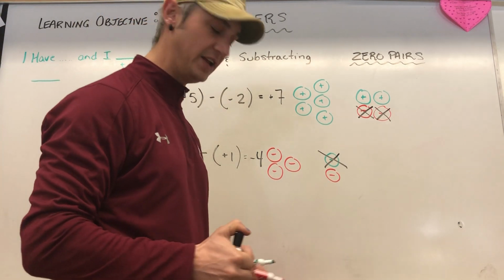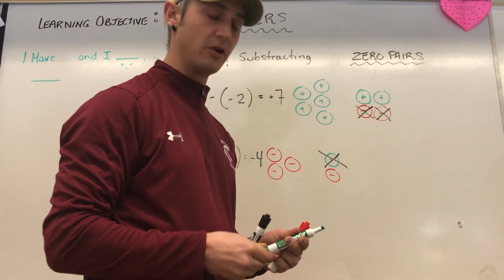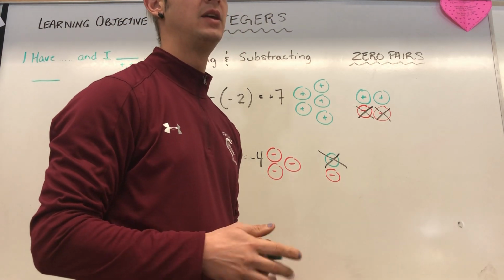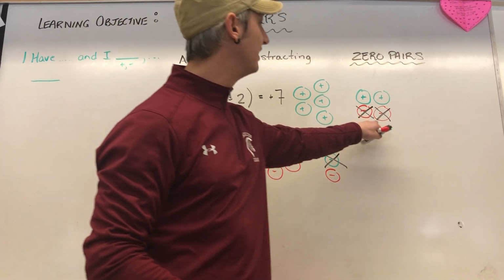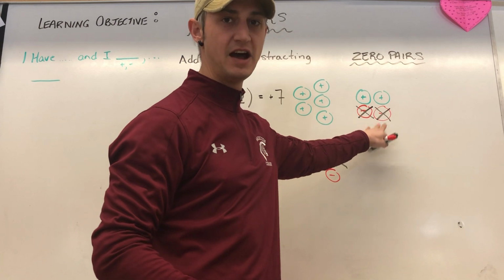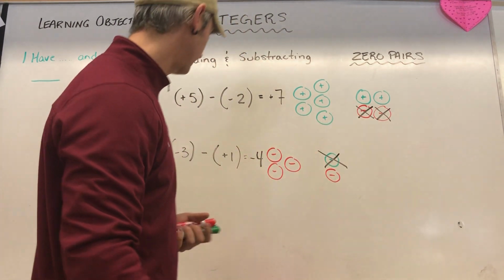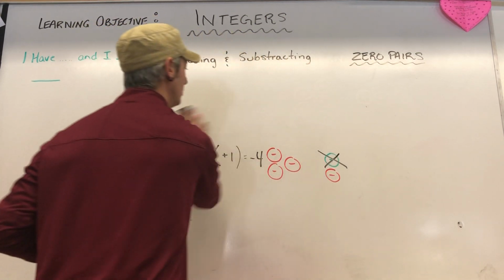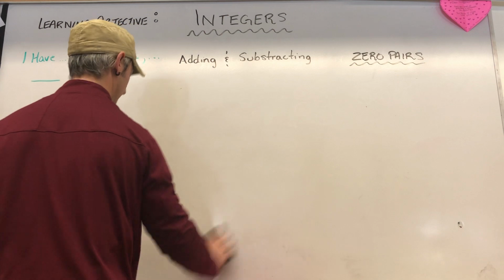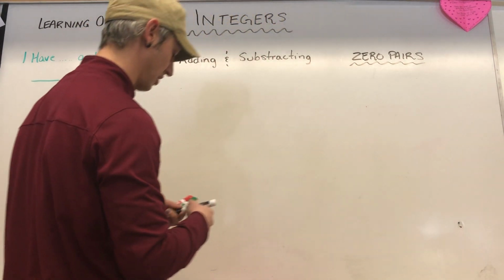So when it asks me to take away a number or a token that I don't have, I'm going to have to use a 0 pair to create enough of that positive or negative to take away from. Let's do 2 more examples, and then I'm going to show you the shortcut for solving these types of problems.